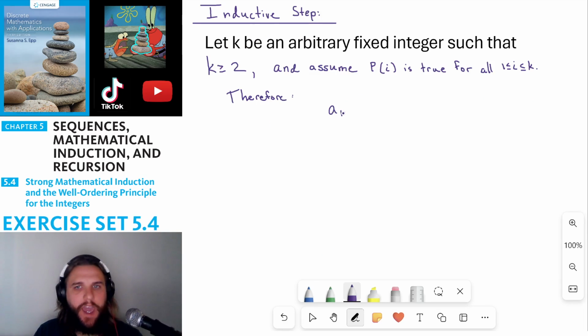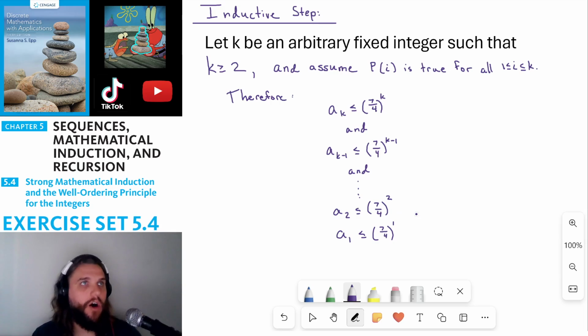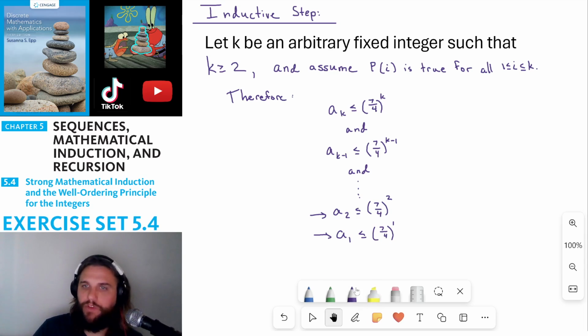So let's figure out what this means. This means that a sub k is less than or equal to 7/4 all raised to the kth power, and a sub k minus 1 is less than or equal to 7/4 raised to the k minus 1th power. And we can keep going. We're assuming all of these to be true for all i between 1 and k, inclusive of 1 and inclusive of k. Now, we have justification to believe that these two are true, that a sub 1 is less than or equal to 7/4 raised to the 1, and a sub 2 is less than or equal to 7/4 raised to 2, because we just proved those to be true.